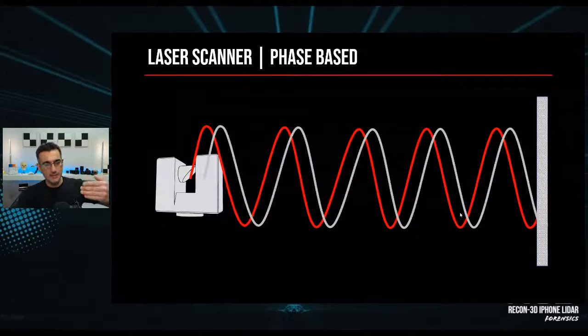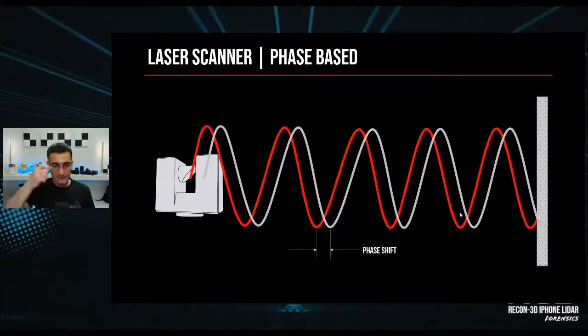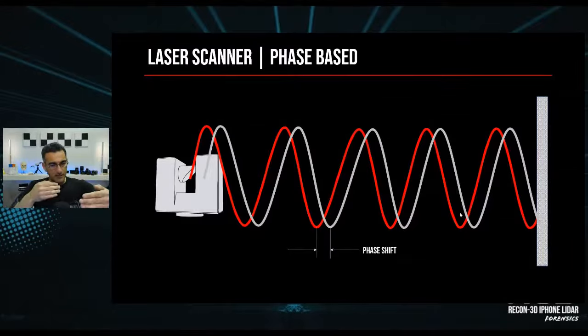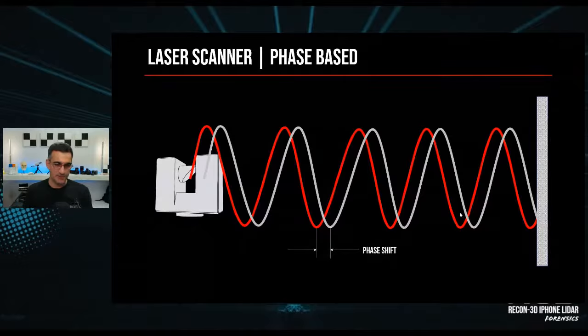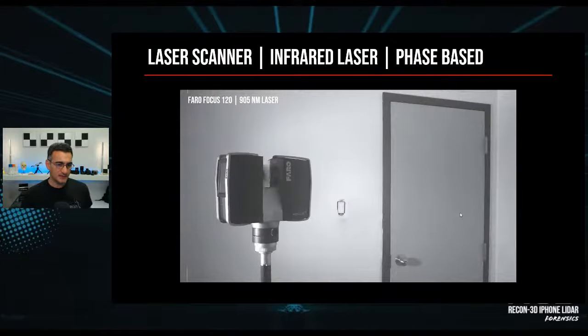Now, depending on the wavelength and things like that, it will determine how much of a shift that you get. So basically, there's a little shift between the outgoing wave and the ingoing wave. And the difference between those two will help you to determine what the distance is to the wall or to the object that you are scanning. Now, it does get more complicated than this, okay, because there are other factors involved, but that's the basic premise of a phase-based scanner.